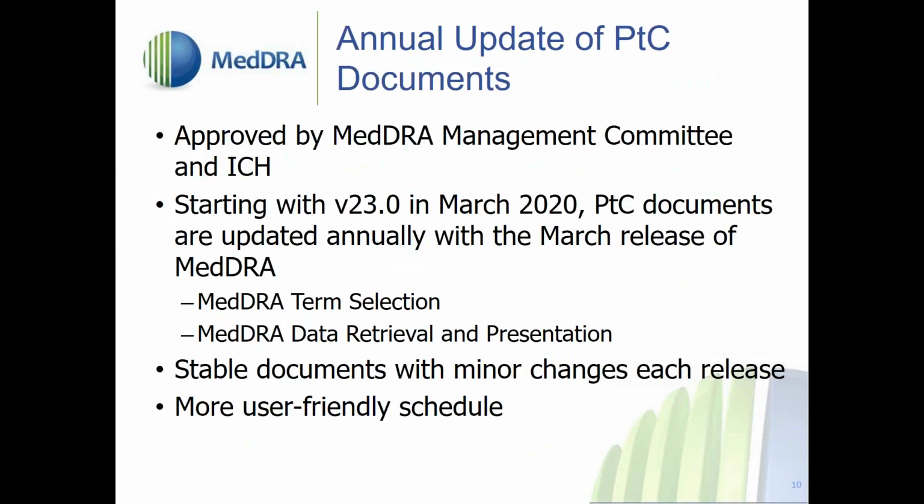One of the reasons for this change to the once a year update is that we found these documents are relatively stable with very few changes from each version to version release. Now this once a year update is also going to be more user friendly because we found that our user community usually coordinates their internal coding guideline updates with our schedule of the twice a year updates. And now that we're moving to once a year, this will become more user friendly.